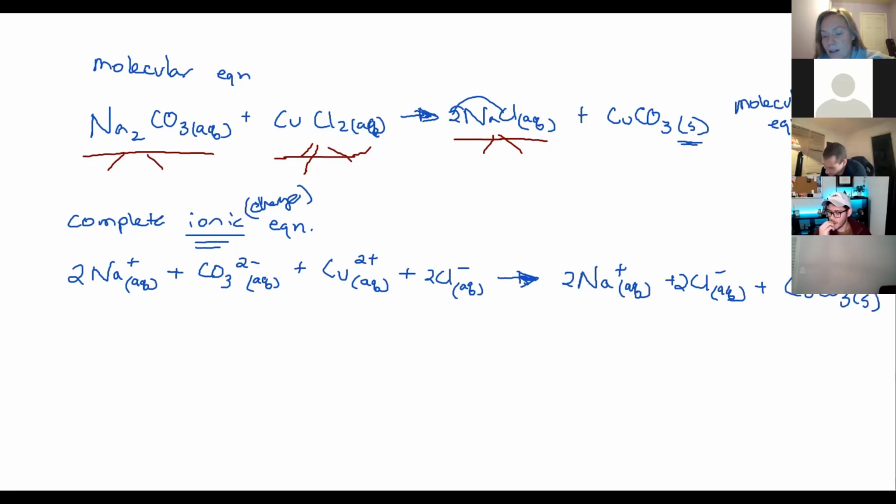CuCO3, solid. You see how this is a total pain in the butt to write out? So many aqueouses, so many little AQs. You got to know how to do it though.